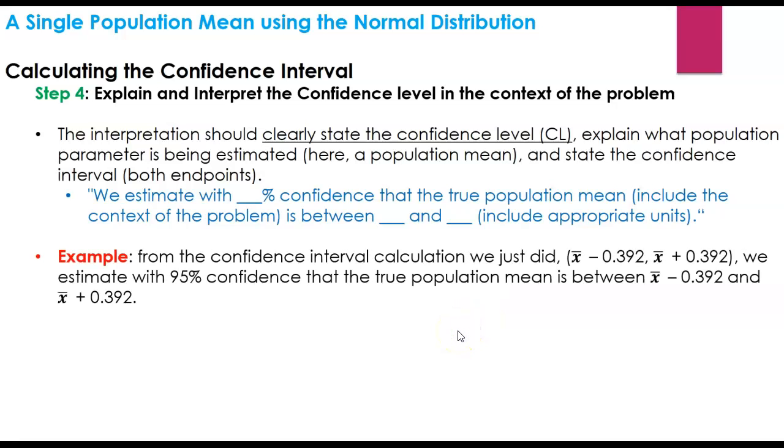So in the case of the example we've been following, from the 95% confidence interval we just did, x bar minus 0.392, comma x bar plus 0.392, we estimate with 95% confidence that the true population mean is between x bar minus 0.392 and x bar plus 0.392.